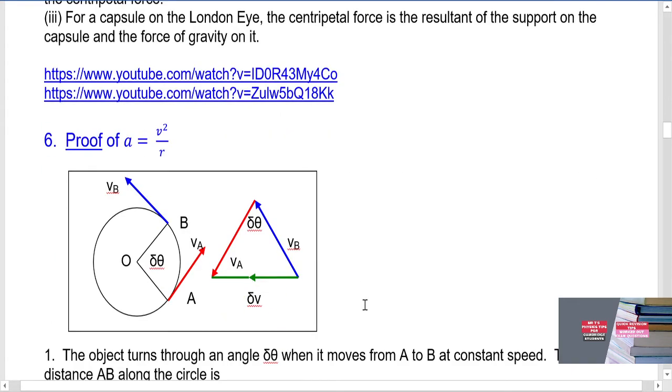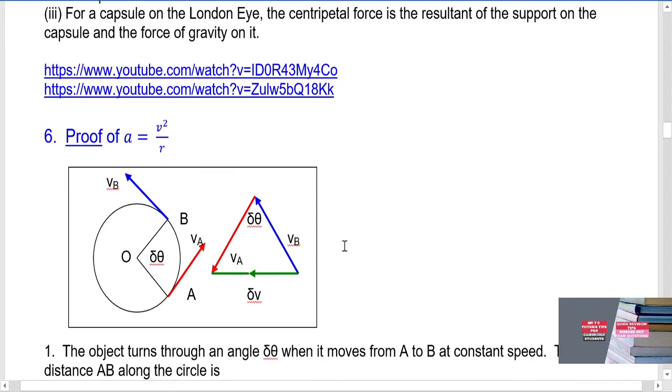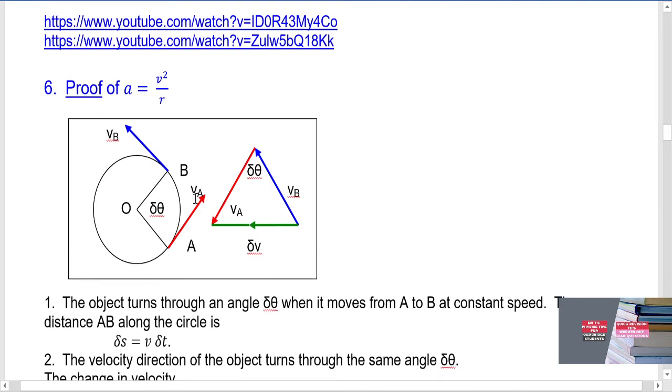Now, proving that a is equal to v squared over r, we can draw our diagram. So say this object moves from A to B in a very short space of time. So the small angle that's going to be swept is d theta, right? And then the time taken is dt, which is a very small time, that is from A to B. The diagram is exaggerated so that we are able to write down, but the angle that's going to be swept is very small.